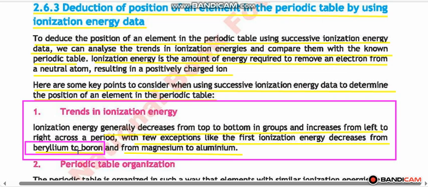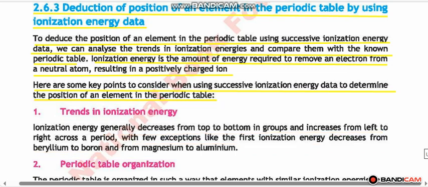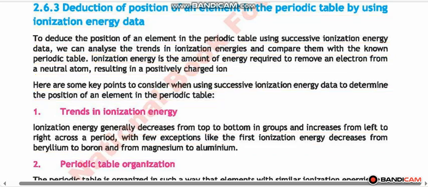Similarly, boron, whose electronic configuration is 1s2, 2s2, 2p1, has one electron in its p orbital, and the removal of that electron is easier. That is why boron will require a little amount of energy as compared to beryllium. Similarly, in case of magnesium and aluminium, magnesium has a closed electronic structure, that is 1s2, 2s2, 2p6 and 3s2. So the 3s2 electrons are difficult to remove, while aluminium has 3s2 and 3p1, and the removal of the 3p electron is easier, so it will require a little amount of energy as compared to magnesium.